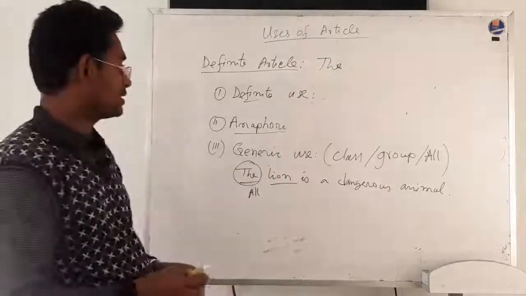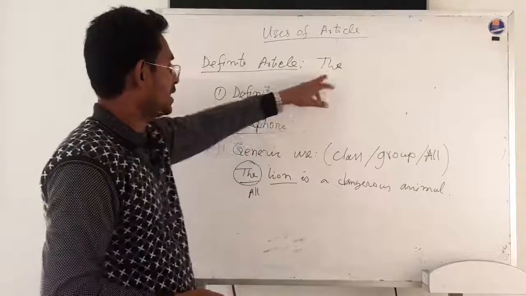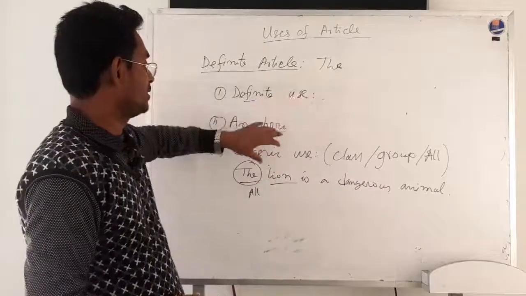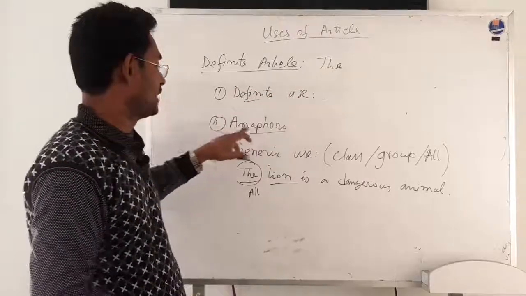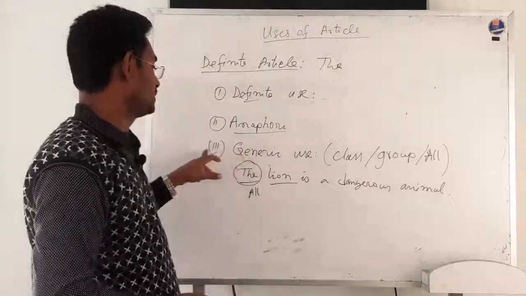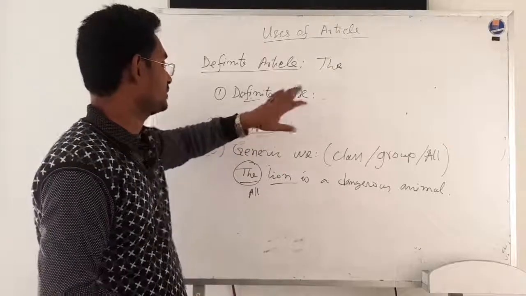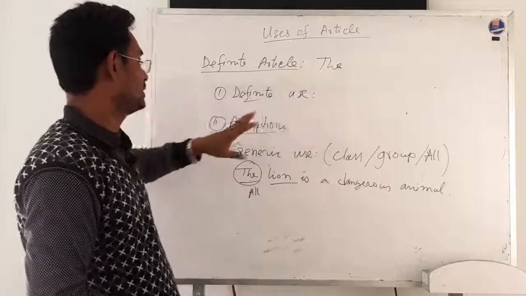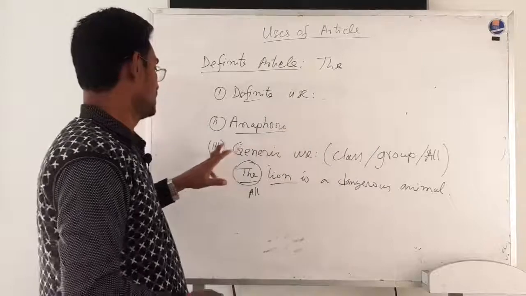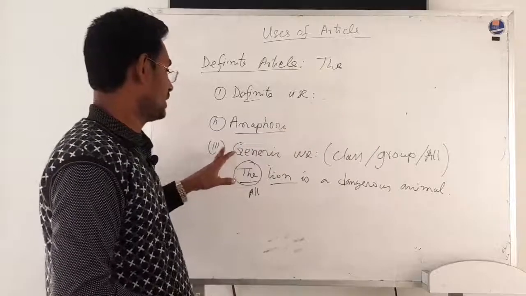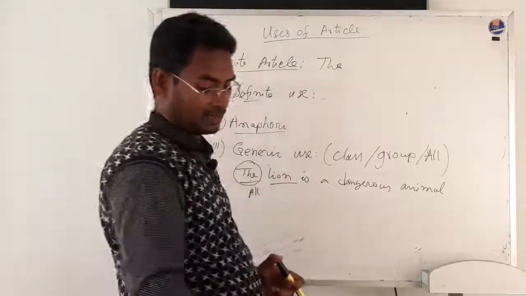So, learners, the article the has three types of use. The first type is definite use. The second type is anaphoric use. The third type is generic use. The first time I used it as a definite article, the second time as an anaphoric use, and the third time as a generic use. So we have to know the three types of use of the article the.